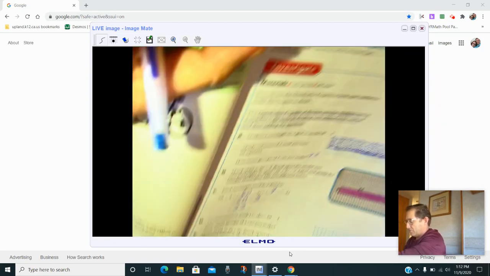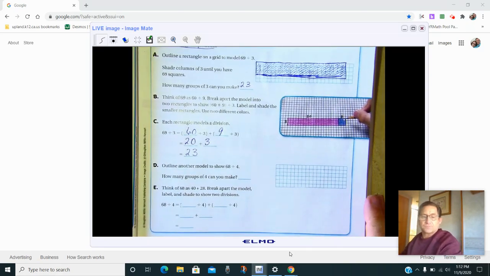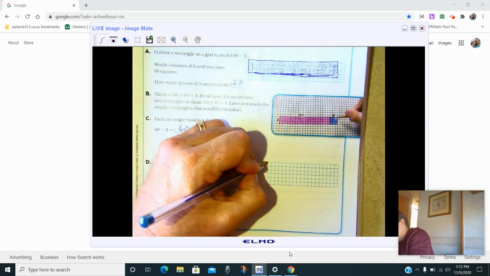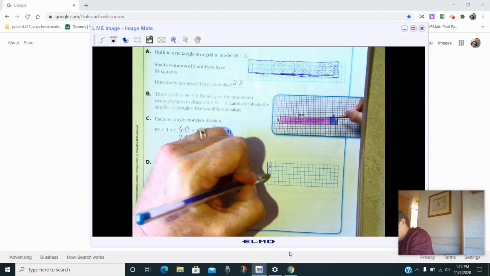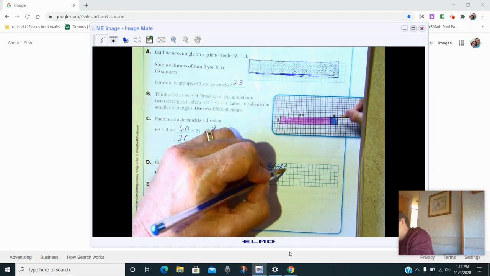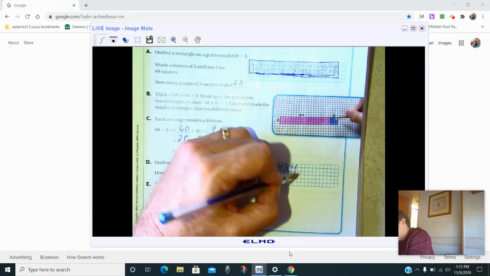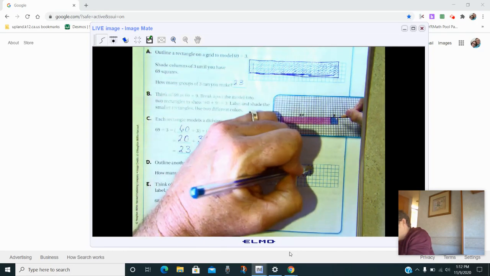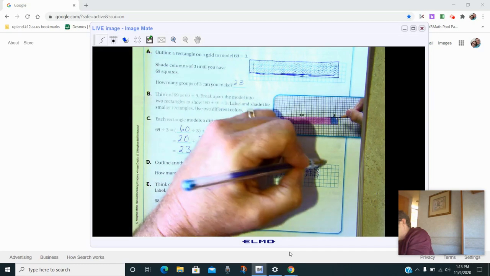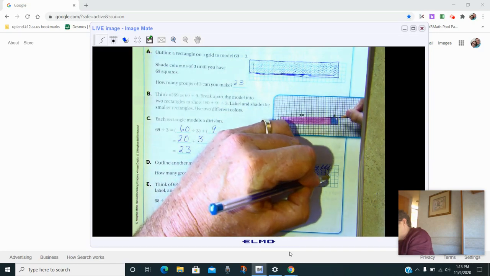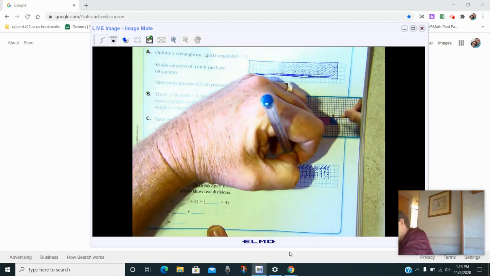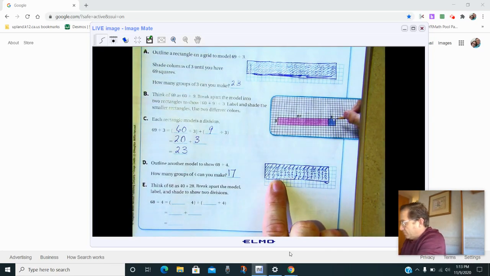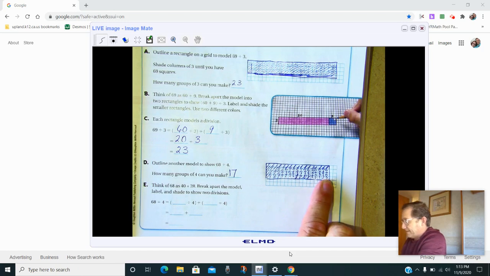So we can outline another model to show 68 divided by 4. So this time we're going to make groups of 4 until we get to 68. 4, 8, 12, 16, 20, 24, 28, 32, 36, 40, 44, 48, 52, 56, 60, 64, 68. 2, 4, 6, 8, 10, 12, 14, 16, 17 sets of 4.